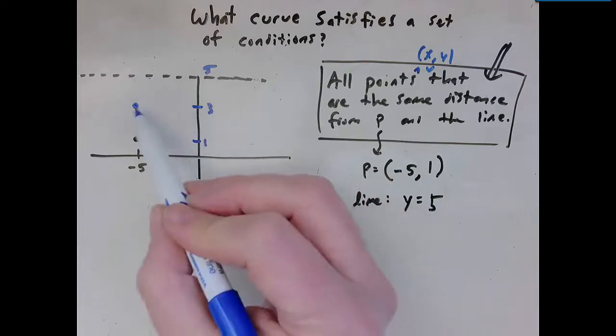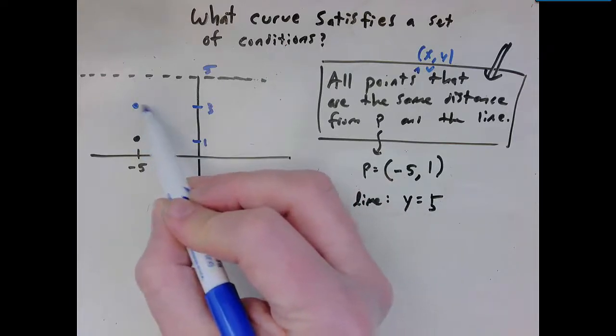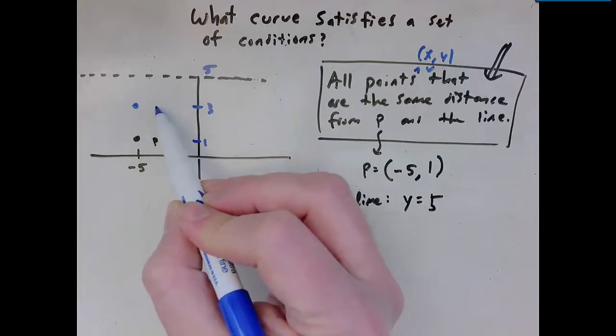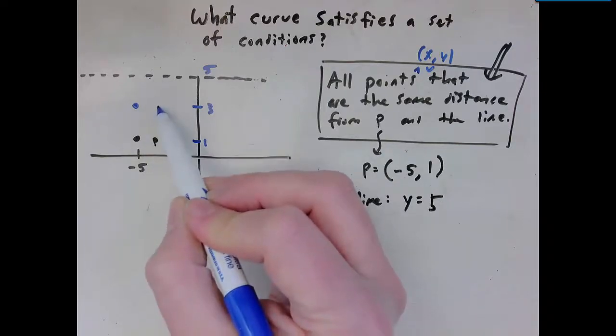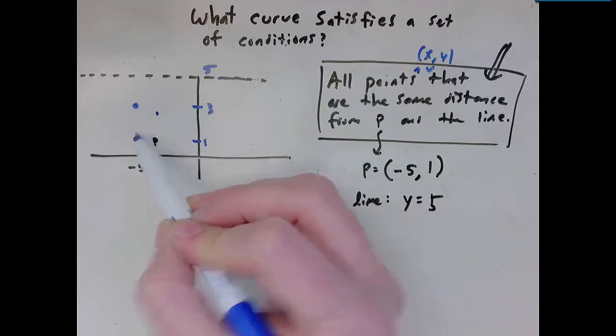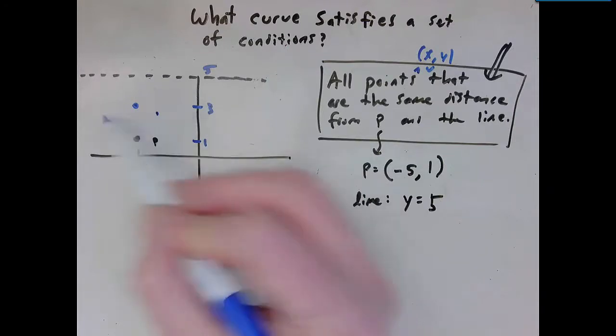And then it seems as if I move in this direction, I'm still going to be a distance of 2, but I'm going to be a longer distance here. So it seems like I've got to move it down a little bit so that that's the same distance as that, and it's going to be symmetric.